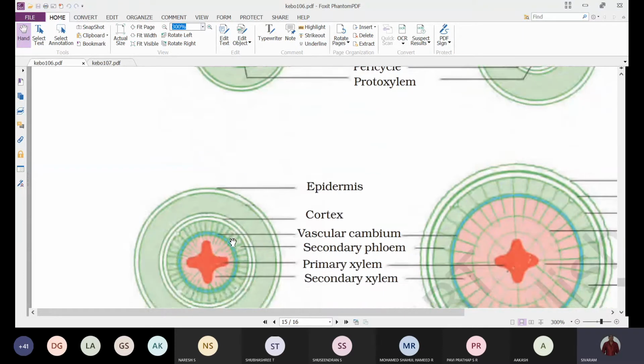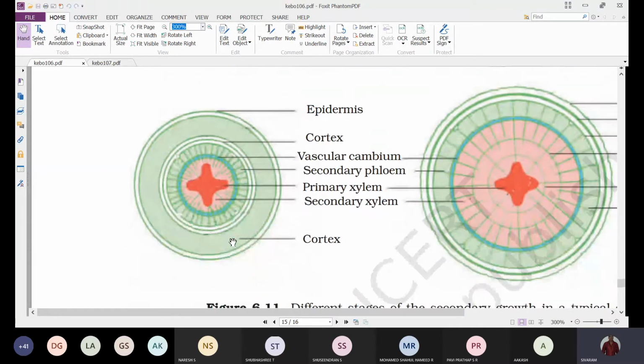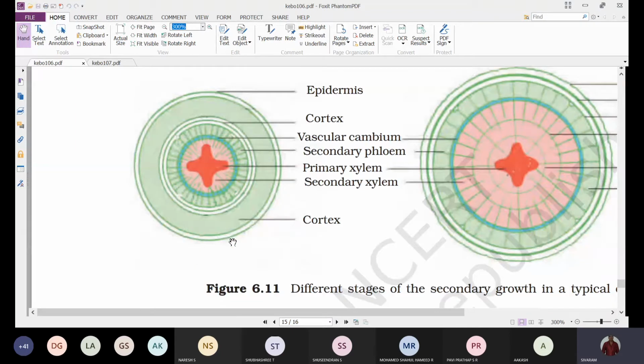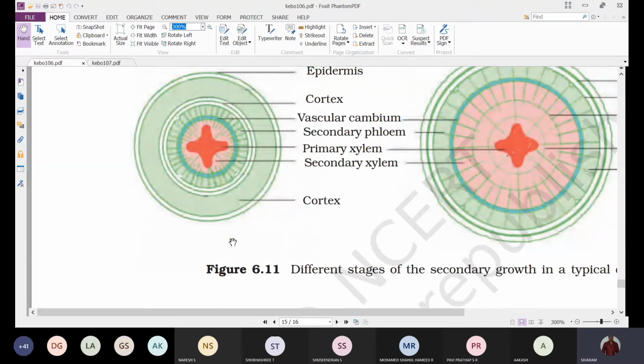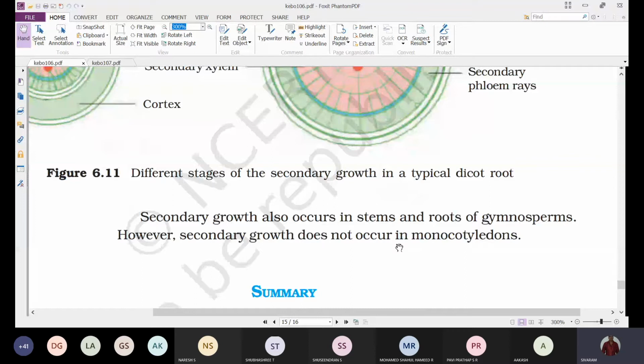Secondary growth also occurs in the stems and the roots of gymnosperms. However, secondary growth does not occur in monocotyledons. All the gymnosperms show a taproot system, and that is what you have to remember. We don't find fibrous roots in gymnosperms. The fibrous root system is observed in monocotyledons.